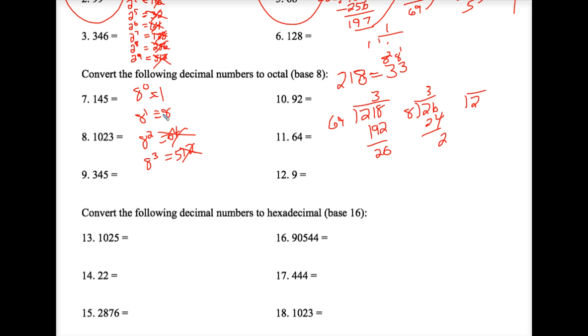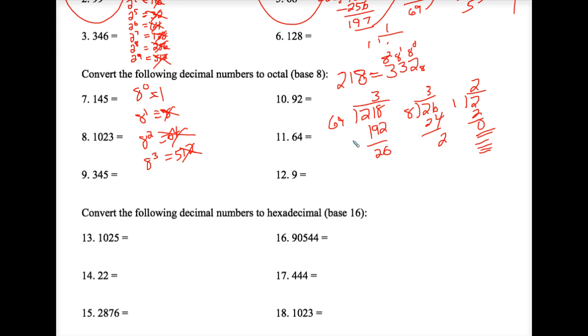We used up this 8, and so does 1 divide into 2? It sure does. It fits in there 2 times. And we achieve the division of 0, or the remainder of 0, which means that we're finished with the problem. But this 2 does go into the final answer, into the ones column. So your final answer here is 332 in octal.